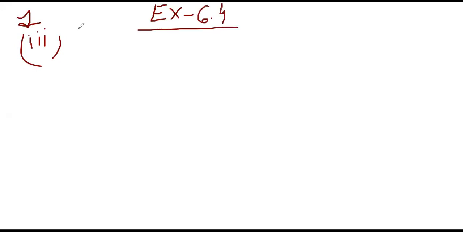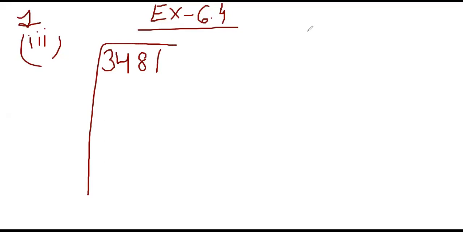Let's do the third part of question 1, exercise 6.4, sorry. The third part is 3481, right? Here, you have to find the square root using the division method. So first step, we will make the pairs from the last digit. Then we will write down a square number under 34.